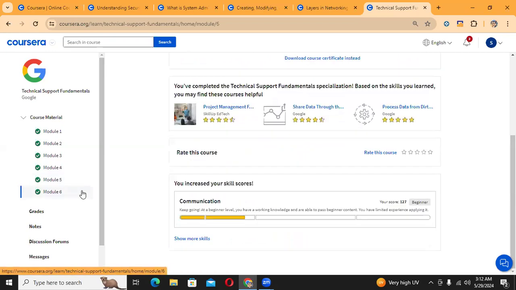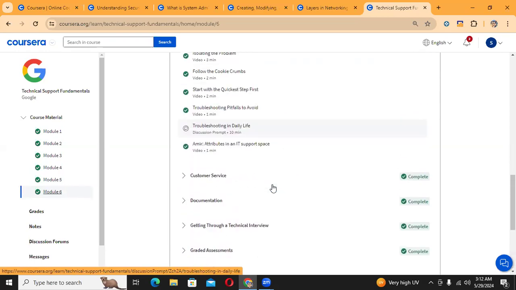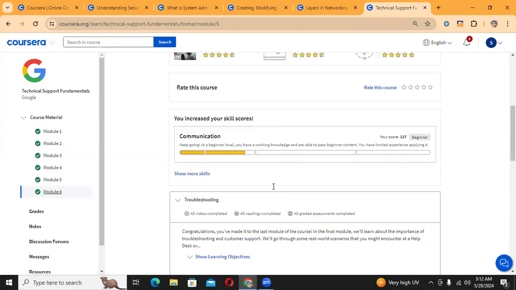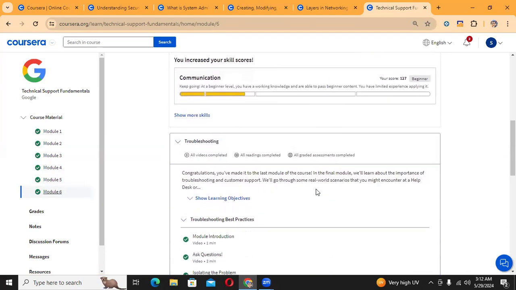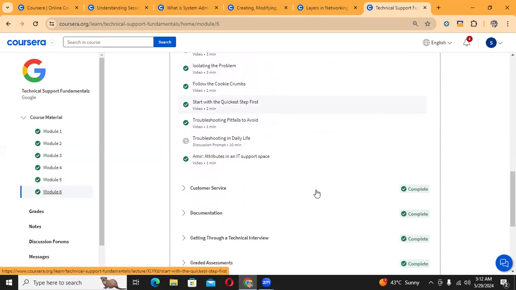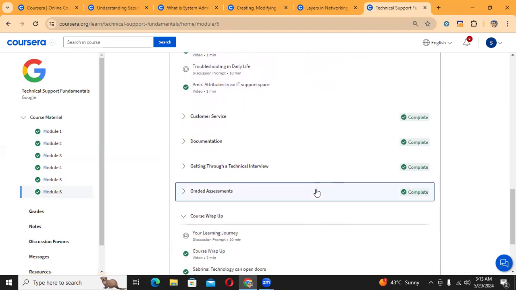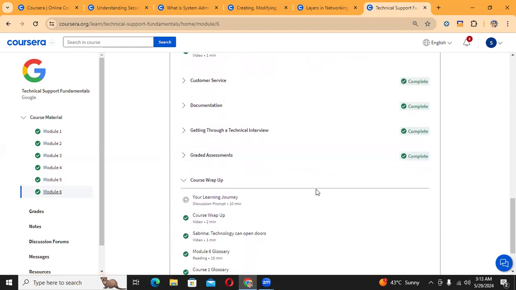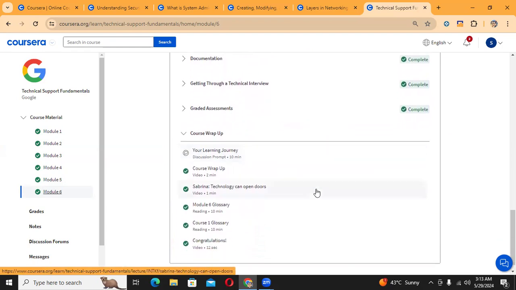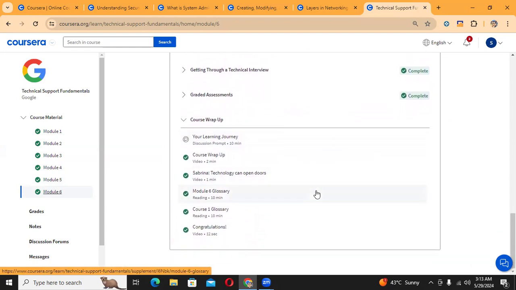So let's move on to module 6. It's basically troubleshooting. We will learn a structured troubleshooting process for diagnosing and resolving technical issues, using documentation and resources for troubleshooting, customer service skills in IT support, and real world troubleshooting scenarios. Each module builds on the previous one, I guess, providing a comprehensive understanding of IT support fundamentals.